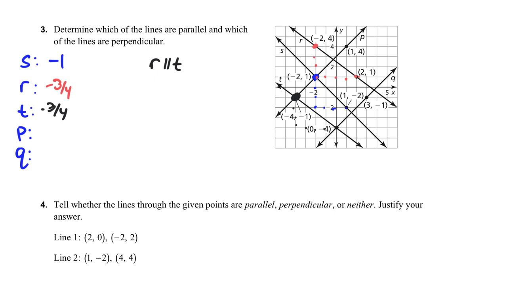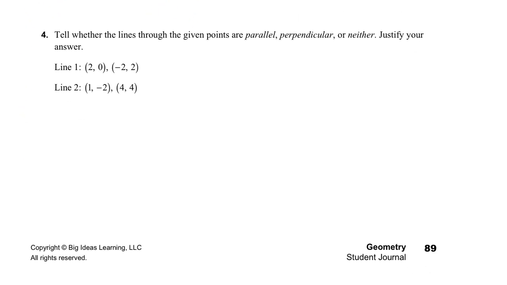Now let's look at line P. Here's a point, and here's a point. So I go up 2 and over 2, which is a slope of 1. And then line Q, here's a point, and here's a point. So go up 3 and over 3, which is 1. So I can see that P is parallel to Q. And in terms of perpendicular, it just so happens negative reciprocals. I have that S is perpendicular to P and S is perpendicular to Q because they're negative reciprocals of each other.